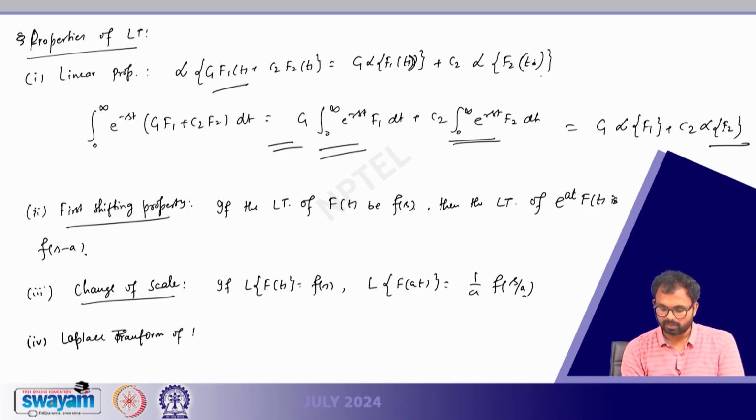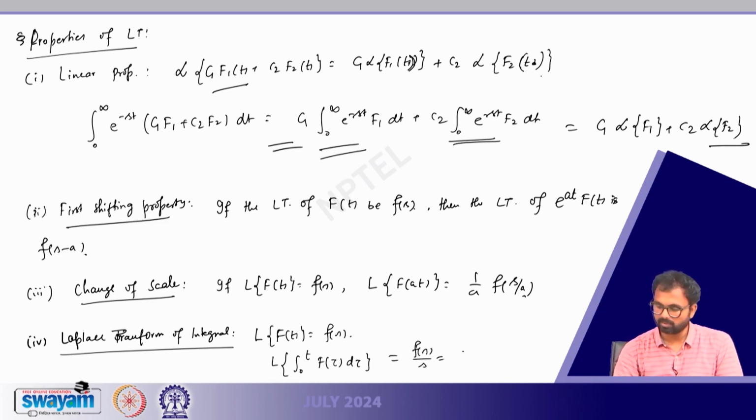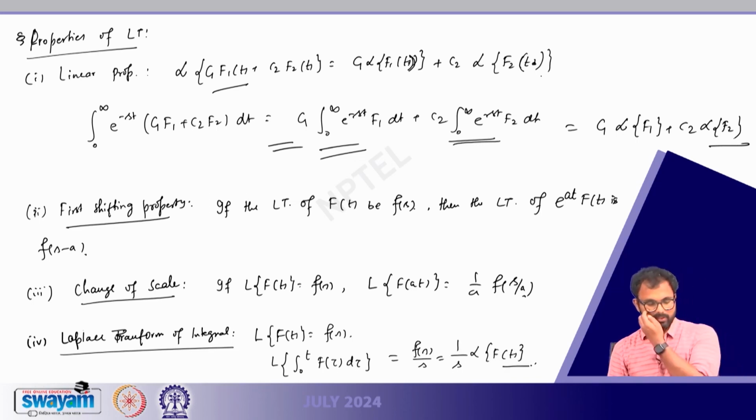In the next class, I will also state the Laplace transform of the derivative. The Laplace transform of an integral: if L of f(t) is equal to F(s), then the Laplace transform of the integral from 0 to t of f(tau) d tau is equal to F(s) by s, or 1 by s times the Laplace transform of f(t), right? So for integrals it is this.